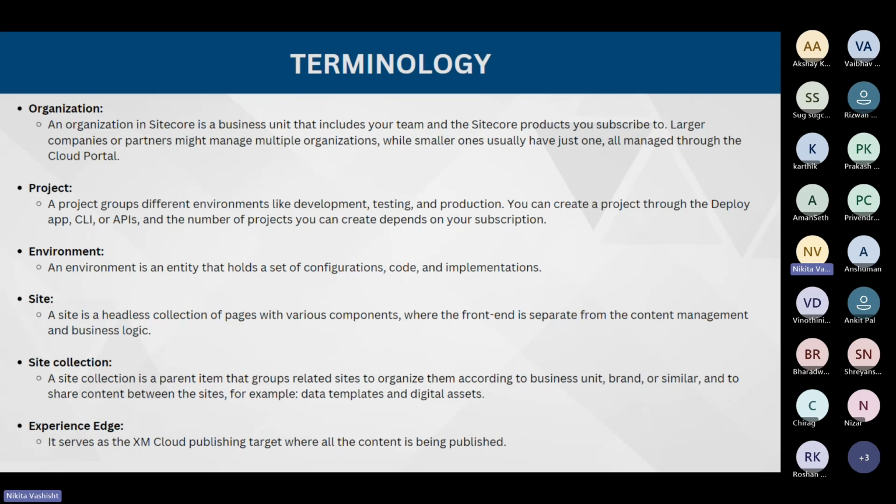Then environment. Environment is an entity that holds different set of configurations, your code, and all the implementations that you have done. Then site. Site is based out of a headless collection of pages, which has various components that are being added onto your page that separates your front end from your back end. Then we have site collection. It's a parent item that organizes different sites on the basis of the business logic. So supposedly if we have one brand and we have different sites to it, we can have a parent site collection under which we can have different sites. Then we have Experience Edge, which works as a publishing target for XM Cloud, where all the content is being published.